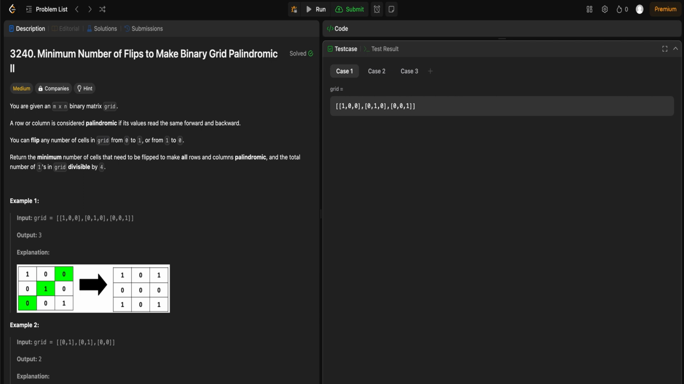Let's take a look at this problem, minimum number of flips to make binary grid palindromic. In this problem we are given a 2D array of ones and zeros, and we have to make the entire 2D array palindromic such that all the rows and the columns both are palindromic. Also there is one more condition, that the number of ones in the final 2D array should be divisible by 4.